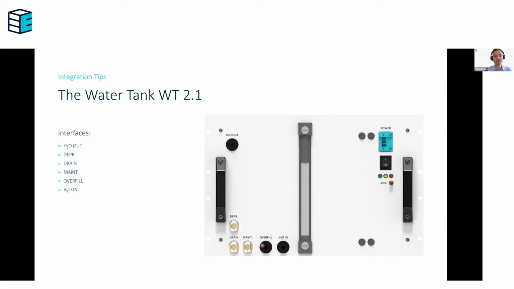And then you have a few more ports, for example, the overfill. This is just to prevent the water from, so to say, blowing up the water tank. In case there is too much water in, it will just be released by the overfill. Then there is the maintenance port. If you are purging the water tank to make sure that you have the right quality of water, then water is released via this maintenance port. And then you have the depressurization port and the drain port. Those are also there to get rid of water, either in overpressure, or when you want to empty the water tank, then you can release the water via the drain port.